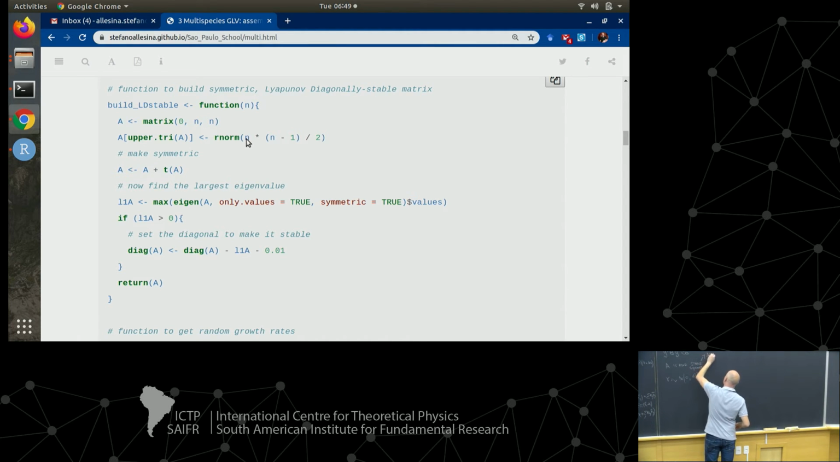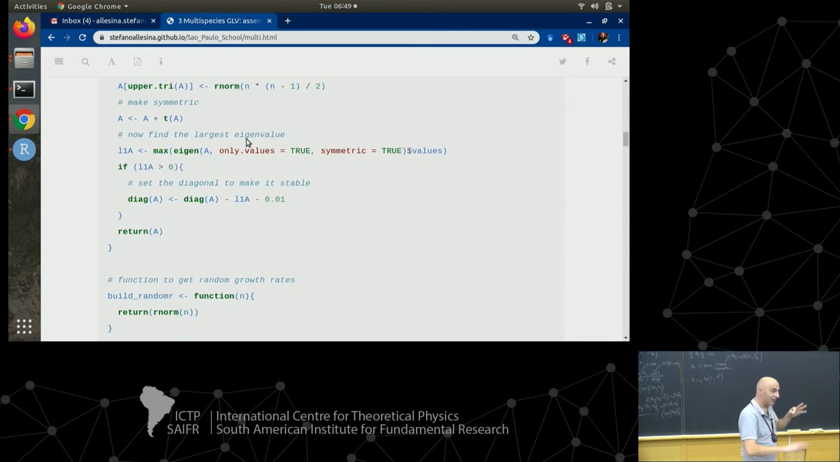Aij comes also from a normal distribution with mean 0 and variance whatever you want, sigma Aij squared. Then I copy this over into the lower triangular part, which I can do by summing it to its transpose. And so now we have a symmetric random matrix. The problem is, how do we make this stable?